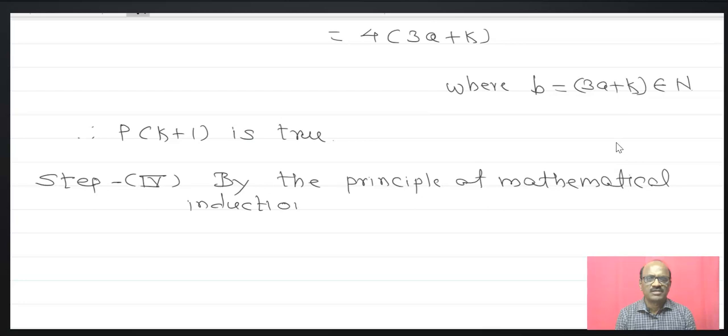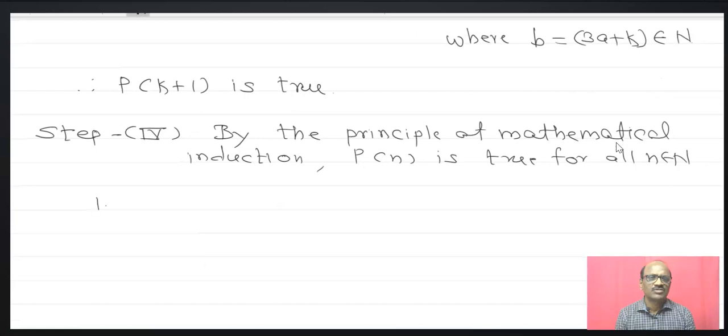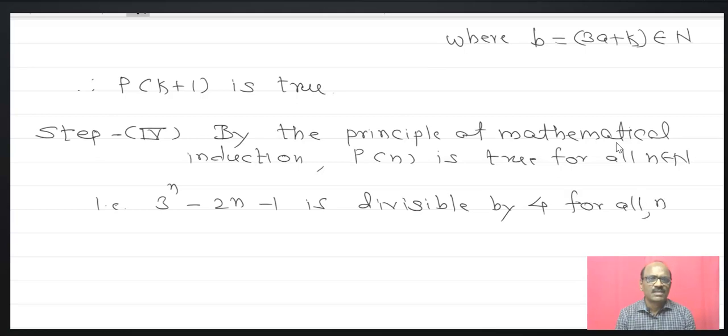Principle of mathematical induction, P(n) is true for all n belongs to N, that is 3 raised to n minus 2n minus 1 is divisible by 4 for all n belongs to N.